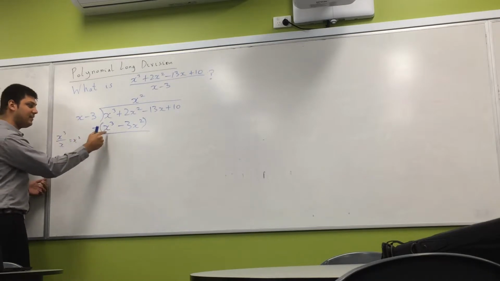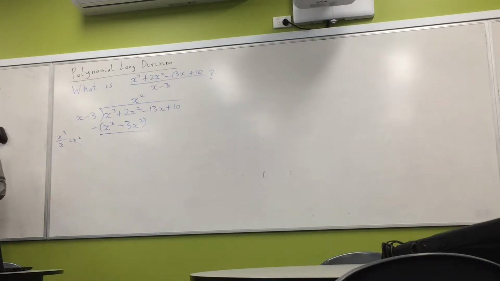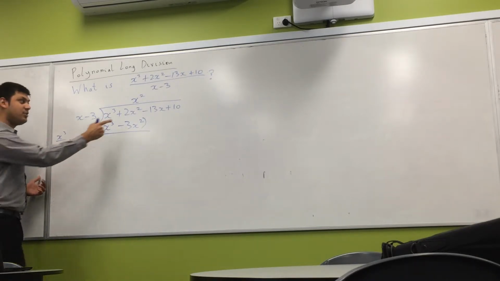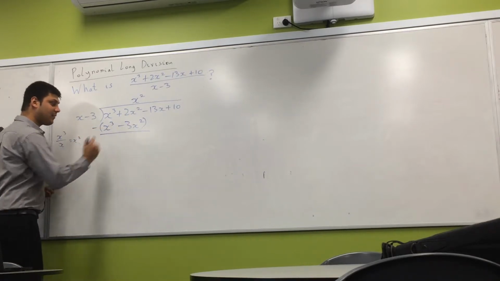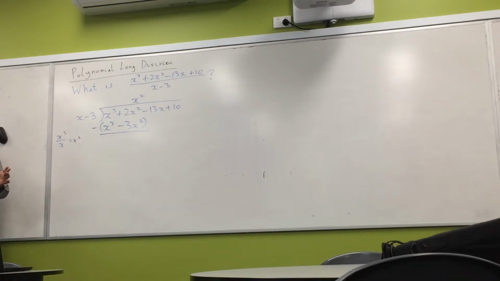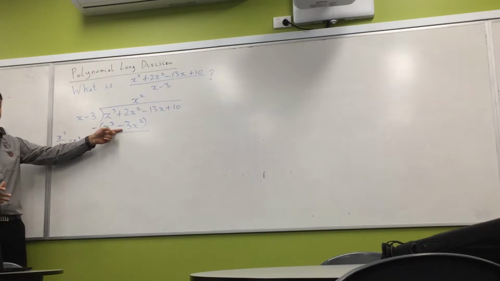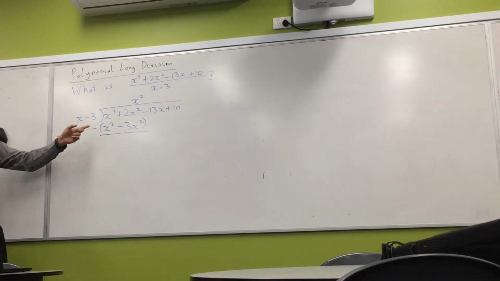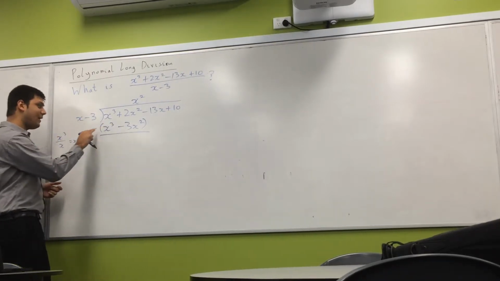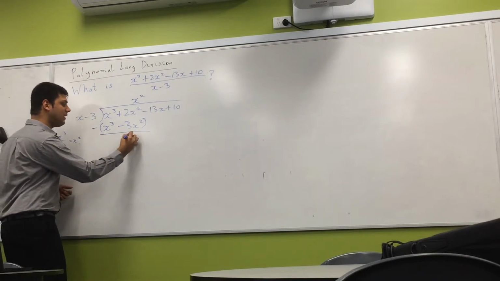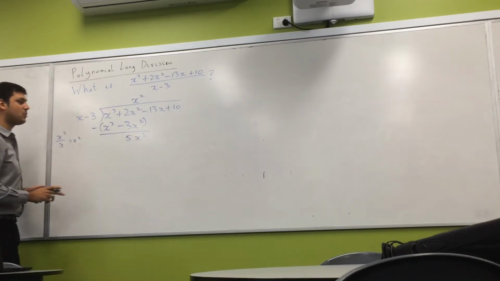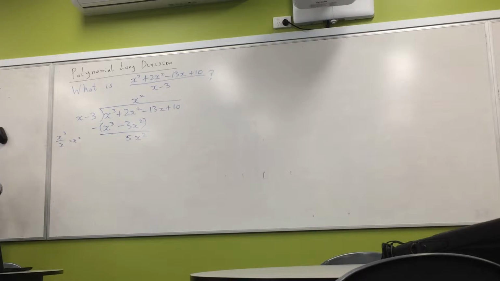X cubed minus x cubed is 0, it goes away. 2x squared minus neg 3x squared. Be very careful with negatives here. I've got a negative and another negative, which becomes a positive, correct? So 2x squared minus neg 3x squared is in fact 5x squared, because it becomes 2x squared plus 3x squared.